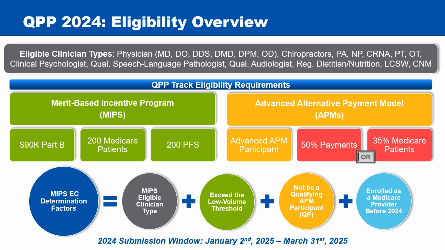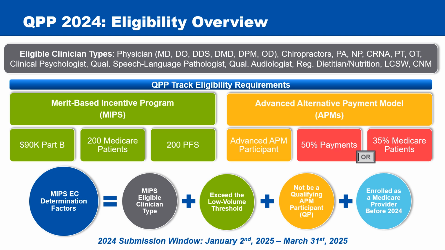You have to meet all three criteria of Medicare billing Part B, patients that are associated or attributed to a clinician, and then have enough covered professional services in order to exceed that low volume threshold. If you only meet one or two of those criteria, you can choose to opt into the program. If you choose not to opt in, you are not subject to that positive or negative payment adjustment.